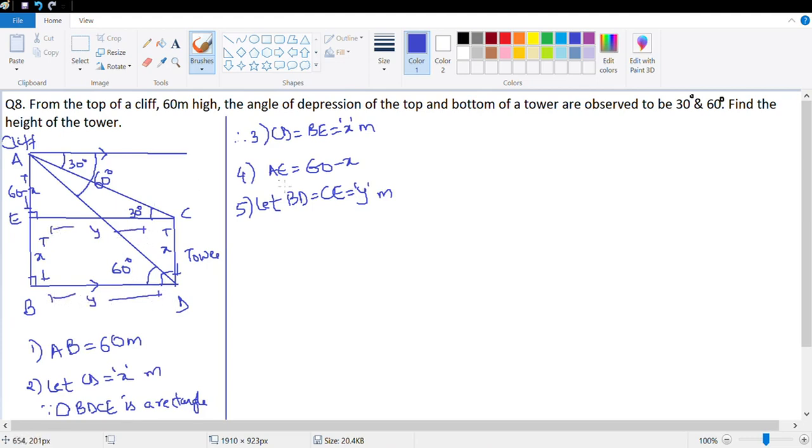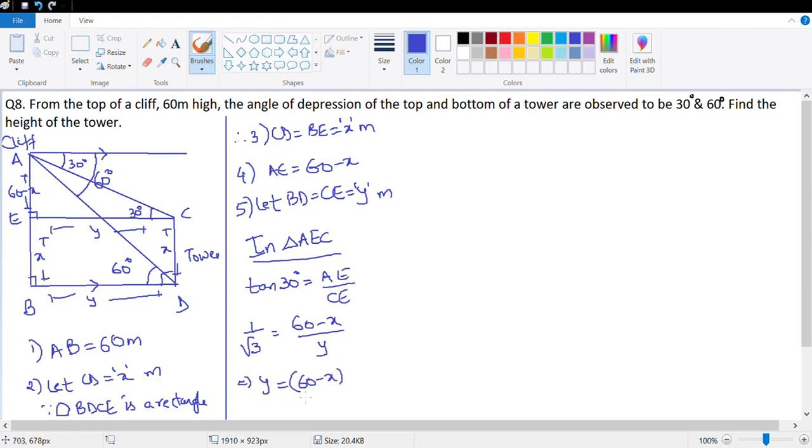Done. Now we have two triangles. Let's apply trigonometrical function. So in triangle, let's look at the smaller triangle. In triangle AEC, I have tan 30 degree is equal to AE upon CE. Tan 30 degree is 1 upon root 3, AE is 60 minus X, and CE is Y, which means Y is equal to 60 minus X times root 3. Done.